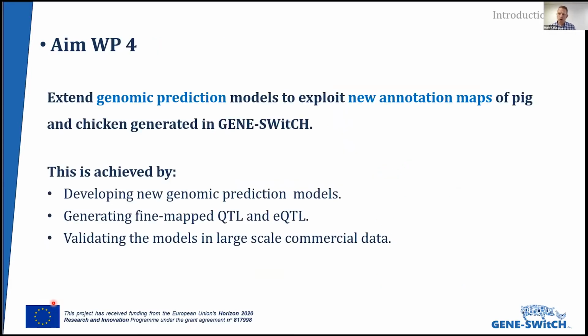In work package 4 of GeneSwitch, the main aim is to extend traditional or state-of-the-art genomic prediction models to exploit the new annotation maps for pigs and chicken that are generated within the project. We try to achieve that first of all by developing models that can actually incorporate this additional information. But within the work package we also generate fine-mapped QTL and eQTL ourselves that will further enrich the information in the model. And then finally, we will validate those models in large-scale commercial data.